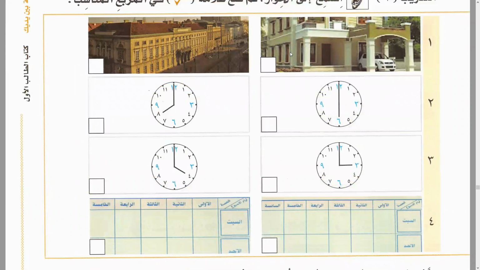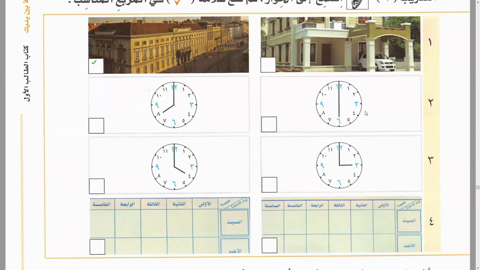Number 1. Where are you going? I go to the university. And this is the correct one, right? This is the house, I go to the house. This is, I go to the university.